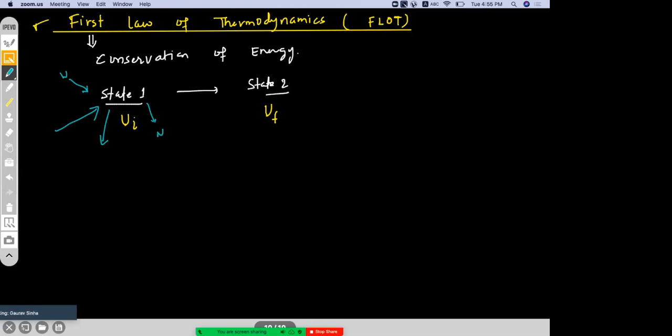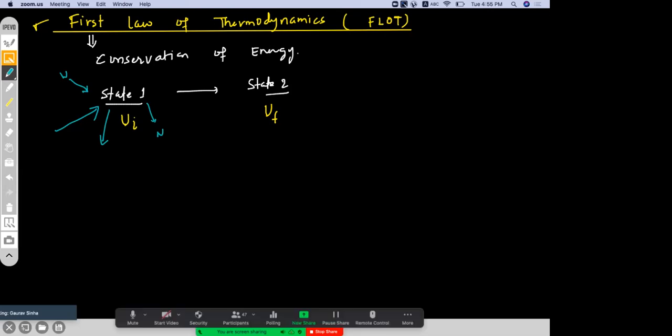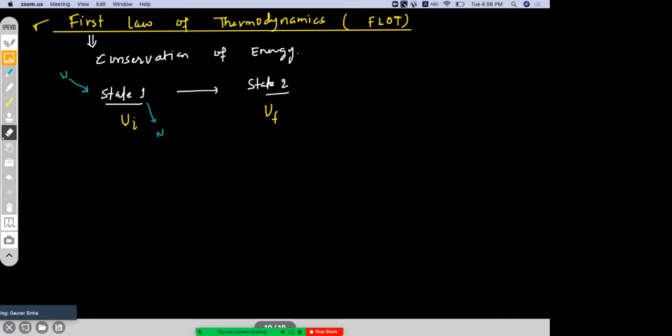Yes or no? Any object, any system, if you want to change the state of the system, you can do any one of these four things. Either you do some work on the system, or you allow the system to do work, or you give some energy from outside, or you take energy out of the system. Any one thing you can do. So what condition I am taking here, you see, I am assuming Q amount of heat absorbed by the system.